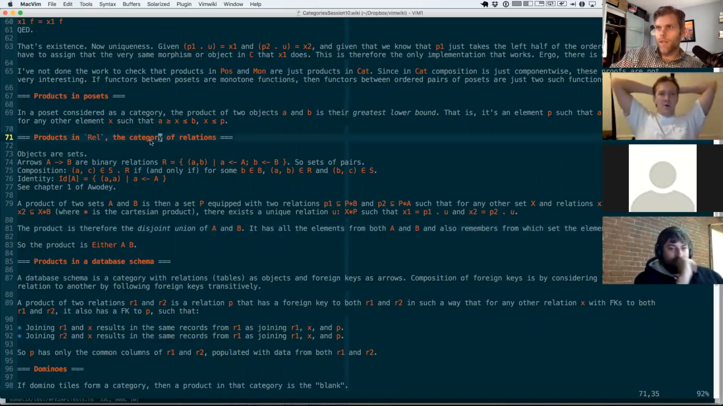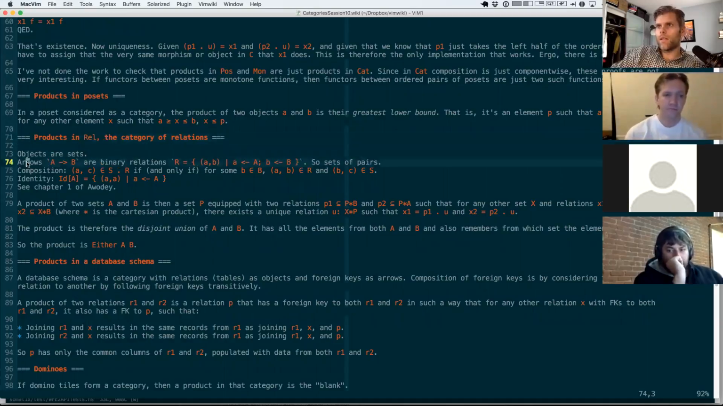So categories we've seen already, Rel, the category of relations. The objects are sets in Rel, right? And an arrow from A to B, between sets A and B, is a binary relation R, such that it's all pairs of a and b, such that a is in A and b is in B. So basically an arrow is just the set of tuples that come from the two sets. Okay, so sets of pairs.